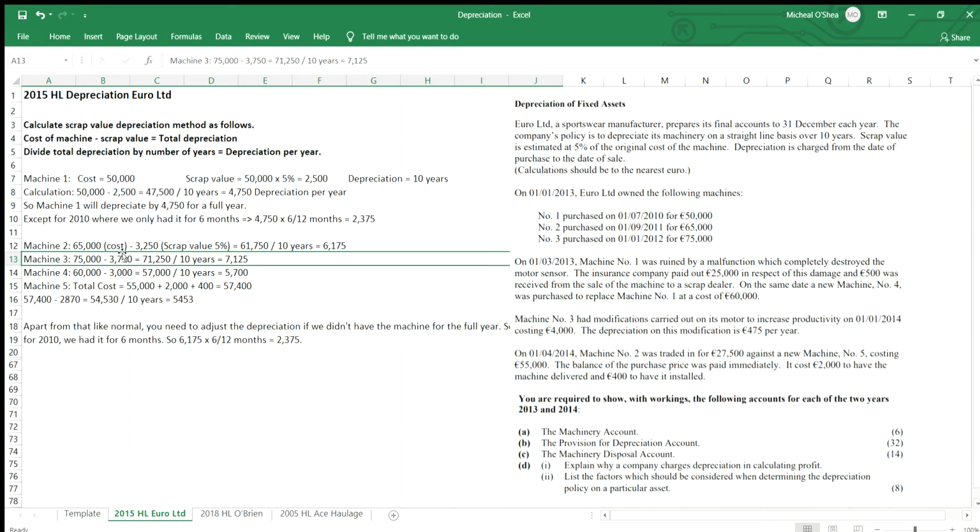So I've quickly done that here for some of the rest of them. Machine 2 is 65,000 it cost. The scrap value is 5% of it, so I get 5% of that, which gives me 3,250, and I take it away. It gives me 61,750 divided by 10 years, 6,175. So machine 2, a full year's depreciation is 6,175. Machine 3, 75 grand. 5% of it, take it away, divided by 10.